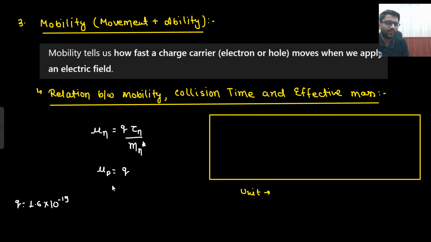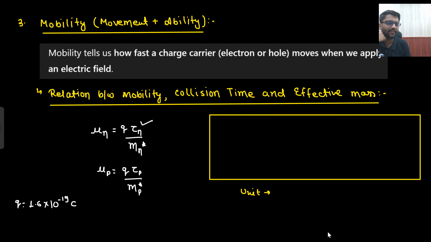Because what is the charge on the electron? 1.6 into 10 to the power minus 19 coulomb. Mobility cannot be negative, so don't say that the charge is negative so you will put a negative sign. Nothing like that. Just remember q tau by m. If you are writing for the hole, then q tau p by mp star. From now onwards, whenever you use mass, in place of mass you will use effective mass. Is that clear to you? And it makes sense as well, no?